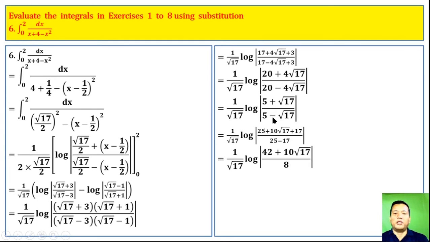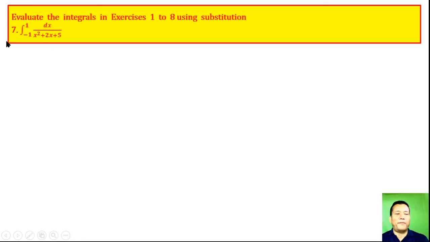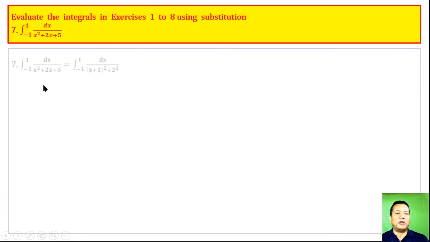The denominator rationalization gives this, and lastly we get this number, which is the value of the given definite integral. For question number 7, we have to evaluate this definite integral.